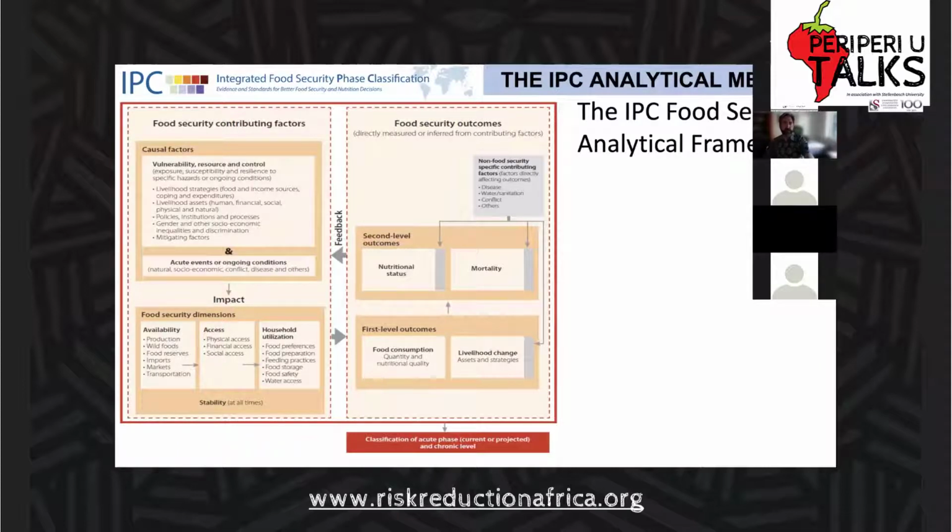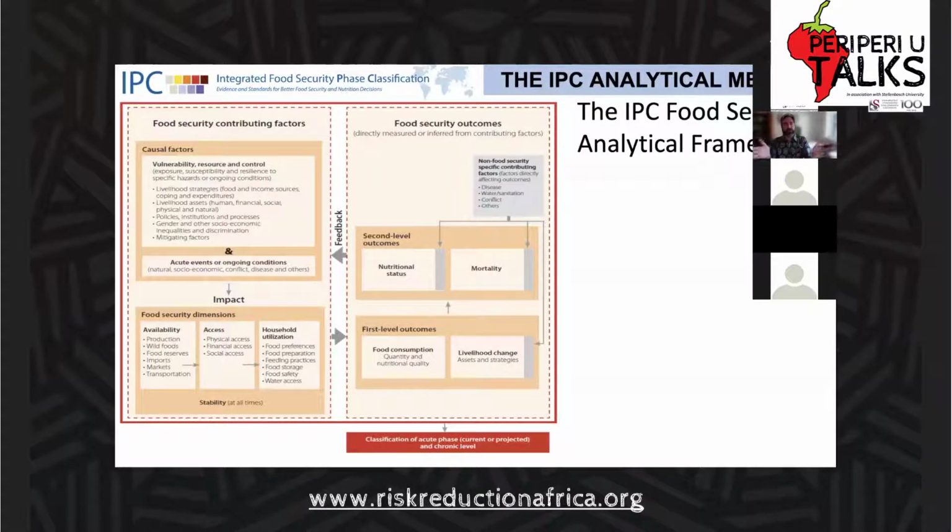And the outcomes first reflect changes to food consumption and livelihoods, that is to say, less severe. And then the second level outcomes are where things get more severe, which is changes to nutritional status and mortality. That's the point at which you begin to see a decline in dietary quality translating into malnutrition, for instance. And this is effectively the cycle that IPC considers as basically the analytical framework it considers.